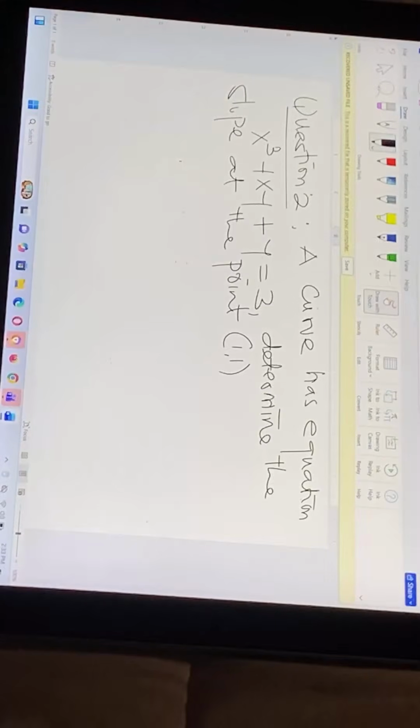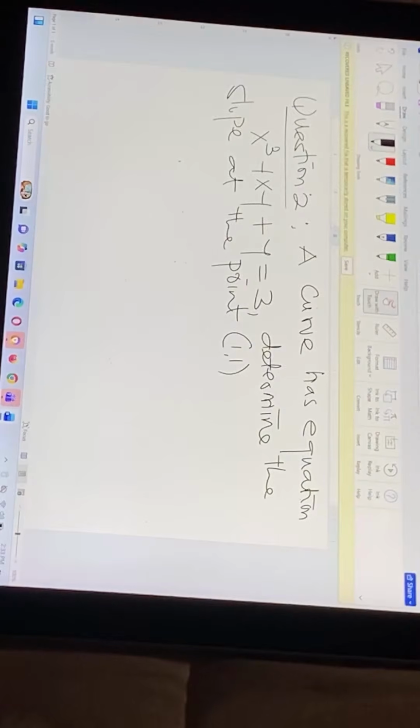So class, we are given a question here. They said a curve has equation s raised to the power of 3 plus sy plus y equal to 3. Determine the slope at the point 1, 1. But I have to make you guys follow up here, because if I don't, you just learn and you will not understand anything here.